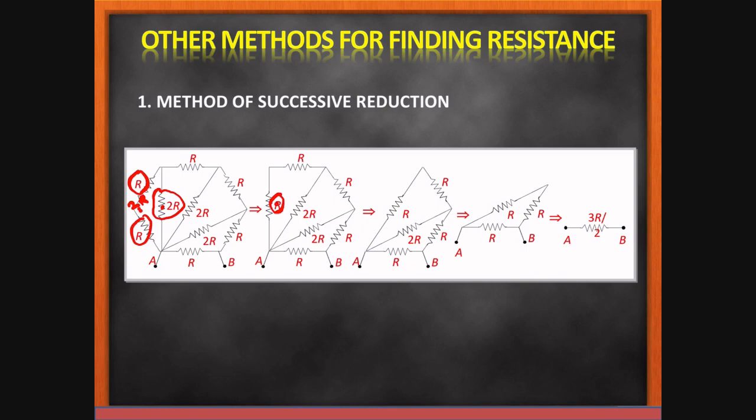Again this R and this R in series, we will get 2R, and this 2R and this 2R in parallel, so we will get R. So by the reduction method we can obtain the net answer of this circuit, which is 3R by 2. I hope it is clear.